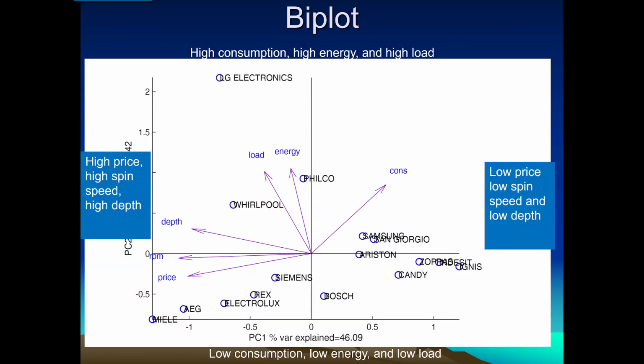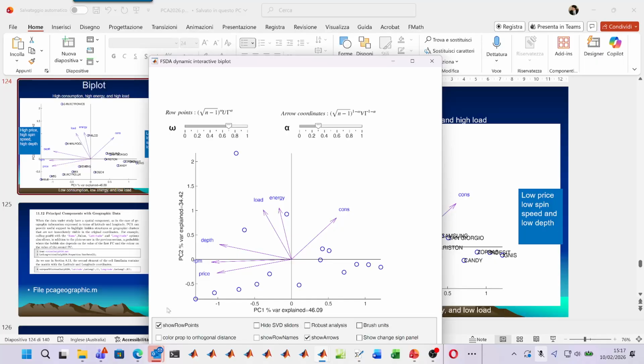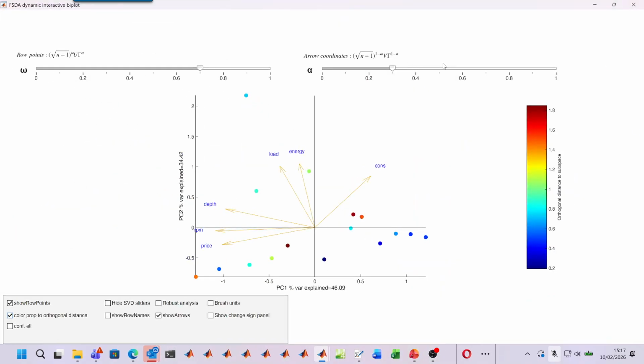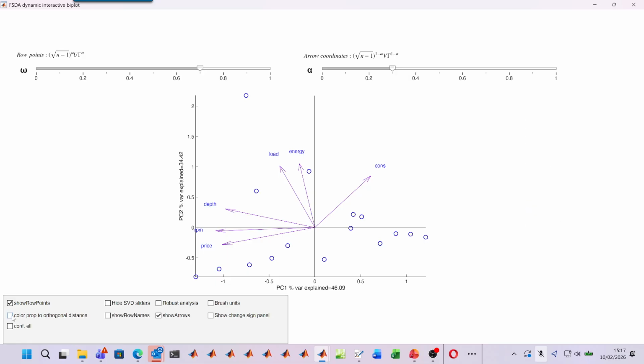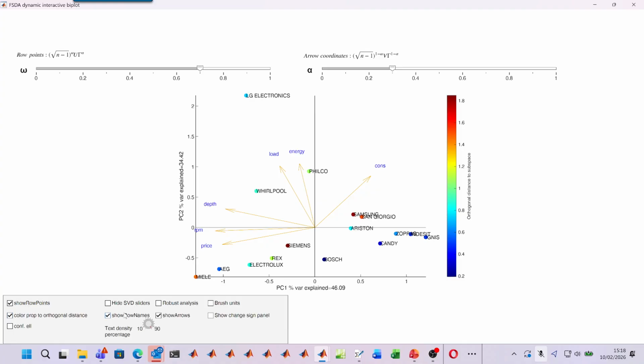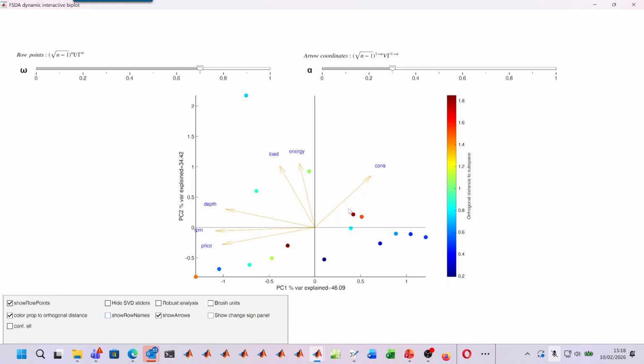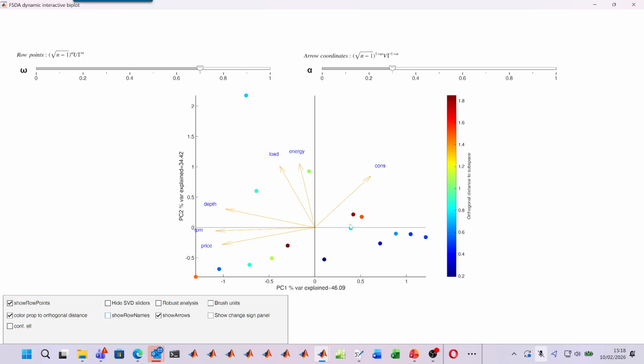Now let us see the geographic principal components. Okay, then, well, what can we do? You see that now you can see this thing here, color proportional to the orthogonal distance. You see this color proportional. So you can see the units which are badly represented by this orthogonal space, by this subspace. And now, if you show row names, you can see them. For example, this one is badly represented, but without the colors, you don't know, because this is just a 2D representation. So with the colors, you can have the information about which unit is best represented.